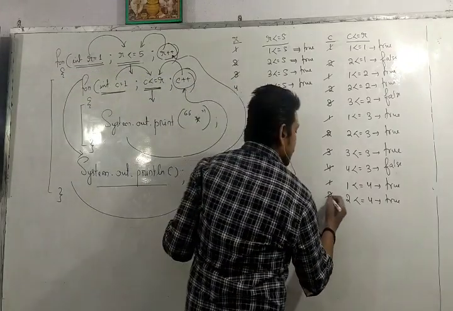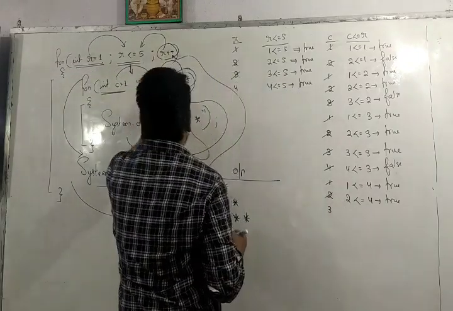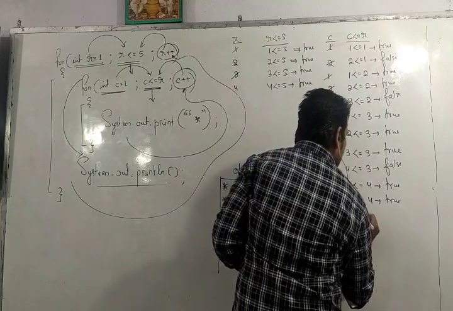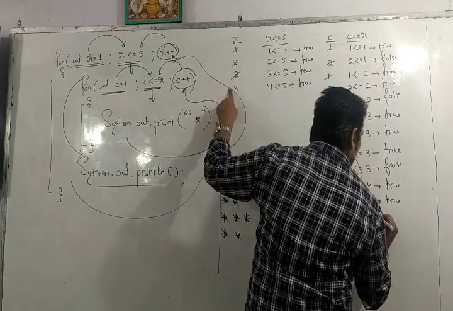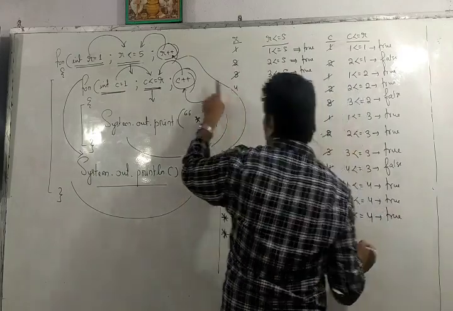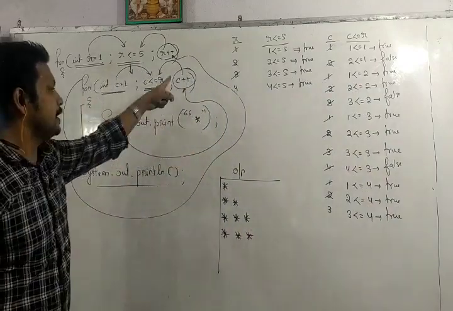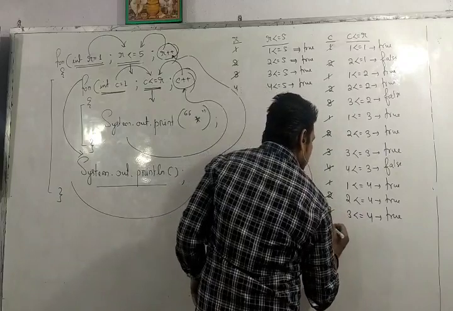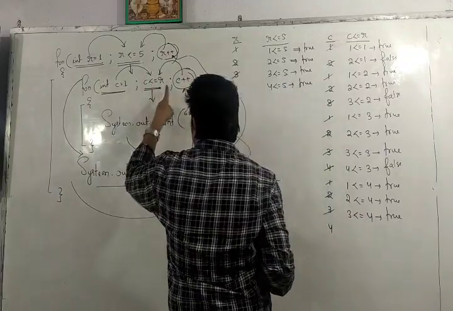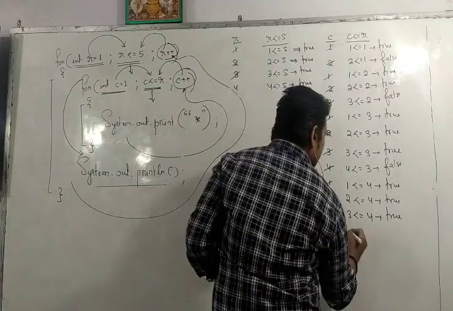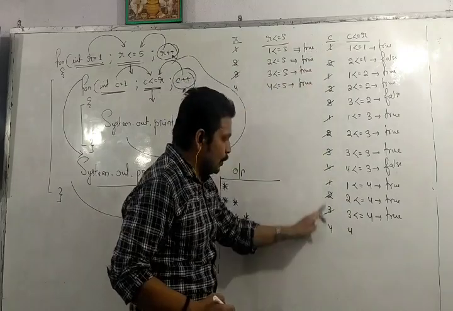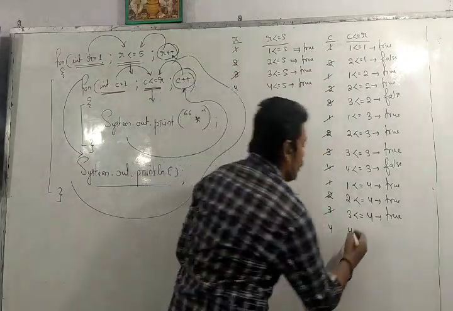Then C++. What is C plus plus? 3. 3 is less than equal to R, R is 4. Yes. So if yes, then star will be printed. Okay, star will be printed. Then C plus plus. What is C plus plus? It is 4. C is less than equal to R means C value is 4. 4 is less than equal to R.